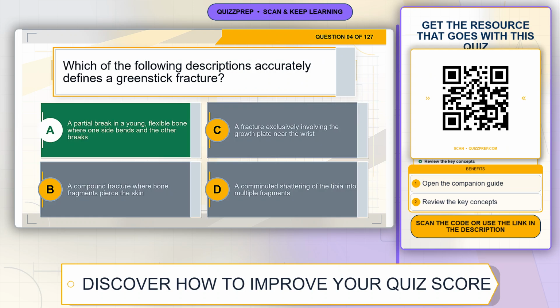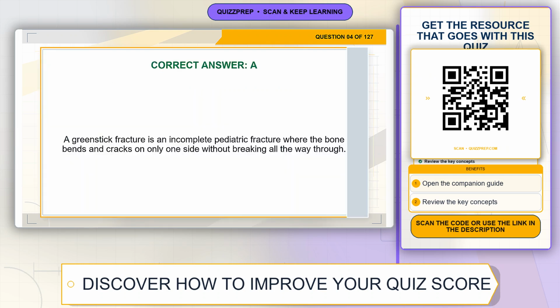The correct answer is option A. A partial break in a young, flexible bone where one side bends and the other breaks. Explanation. A green stick fracture is an incomplete pediatric fracture where the bone bends and cracks on only one side without breaking all the way through.